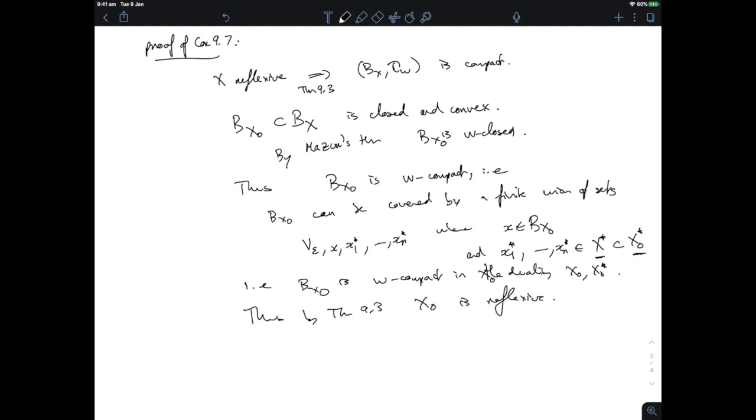Just covering by neighborhoods from the point of view of the weak topology of X is more demanding than covering by neighborhoods in the weak topology of X naught star. Right, so that proves the first part of corollary 9.7, namely that reflexivity goes to subspaces. Now let's have a look at what happens through isomorphisms.